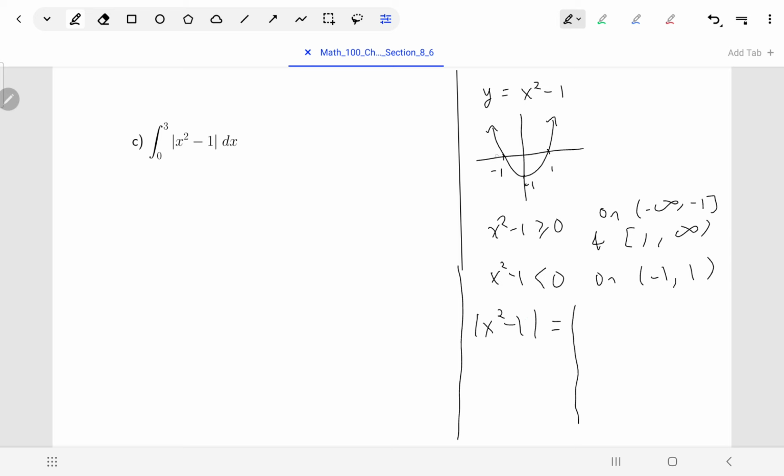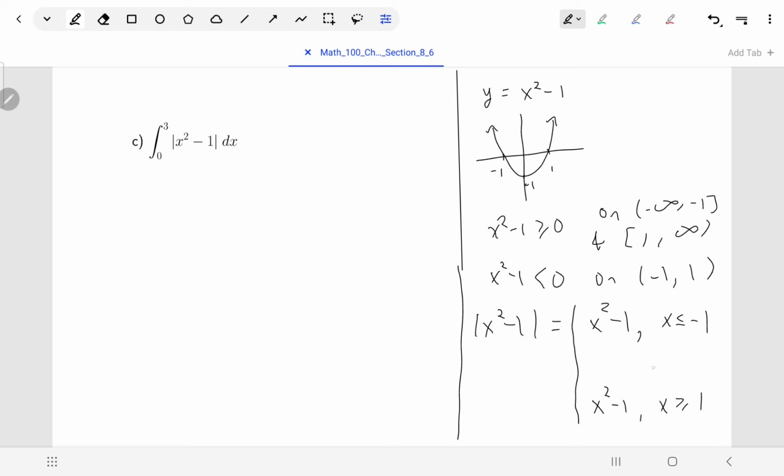So when we're below negative 1, it's just going to keep things as they are, x squared minus 1. It'll do that if we are to the left of negative 1. Also, when we're at 1 and to the right, it's also not going to do anything because, again, x squared minus 1 is already positive.